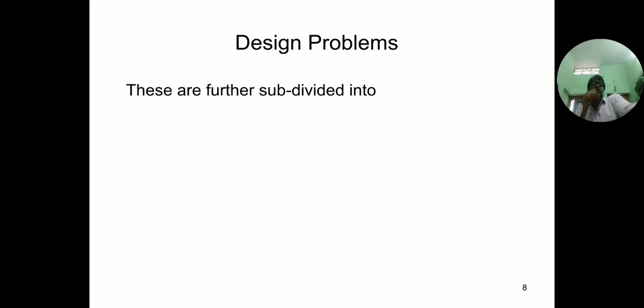Design problems are further subdivided into type 3 and type 4 problems. Type 3 problem.